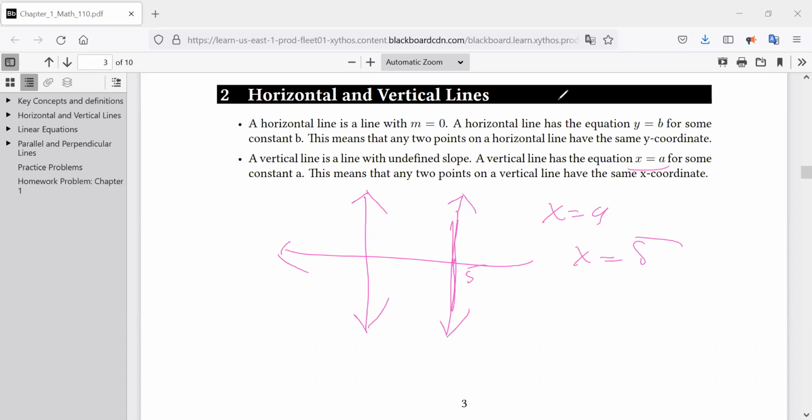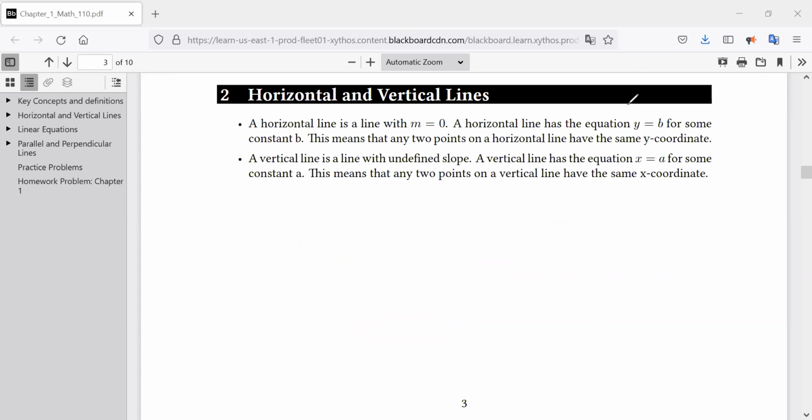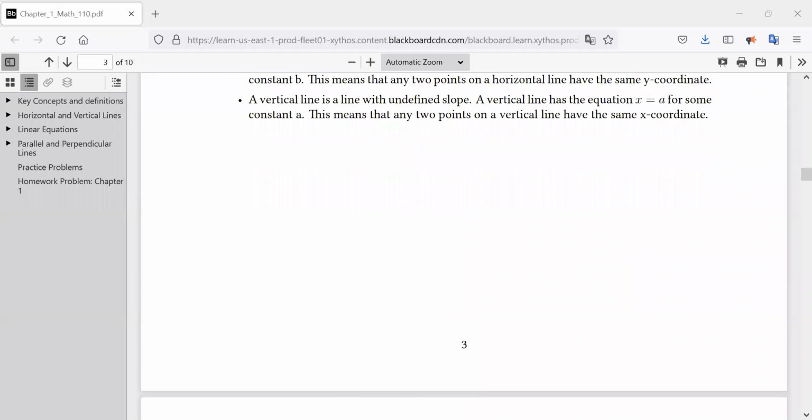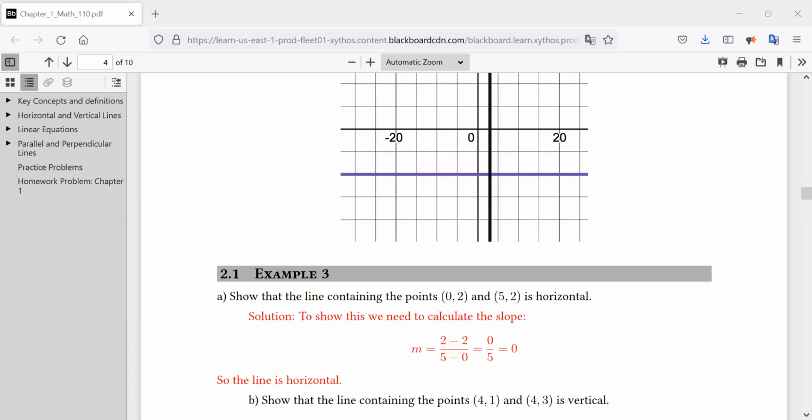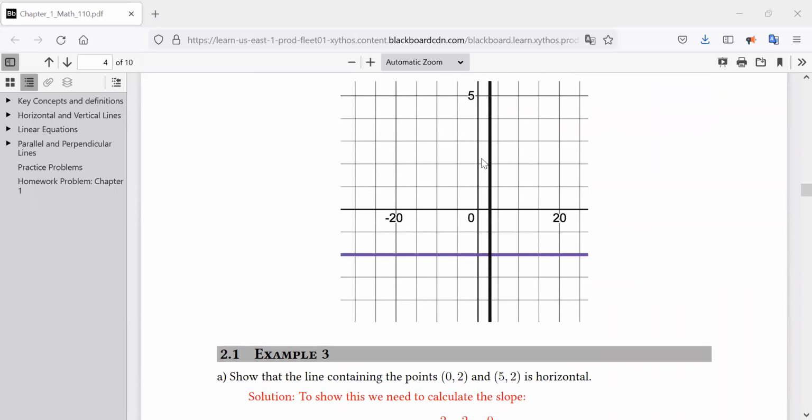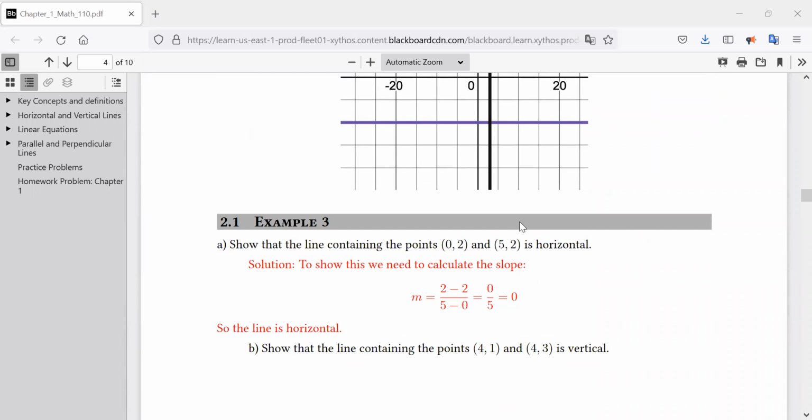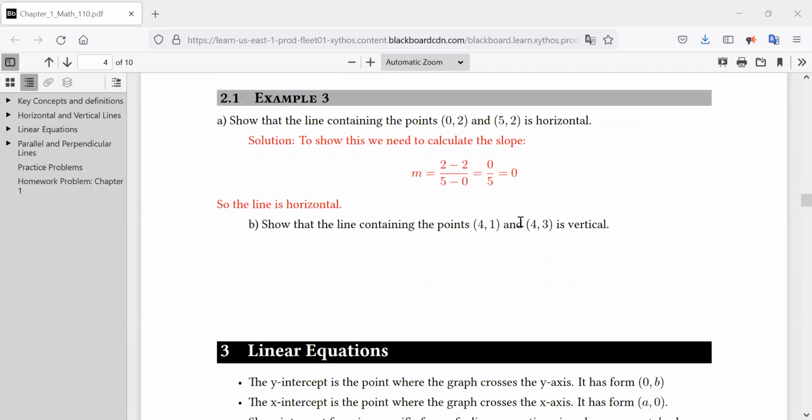I think it could. Cool. So for horizontal lines, we get y is equal to a constant. For vertical lines, we get x is equal to a constant. So this comes pre-built with a couple of examples there.